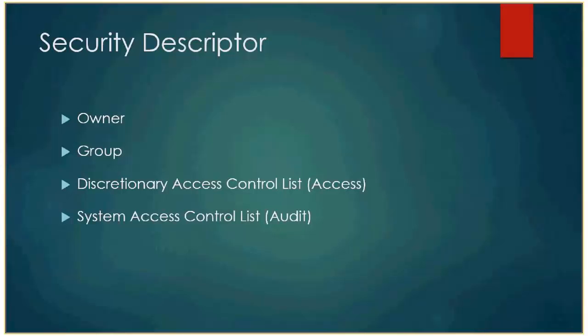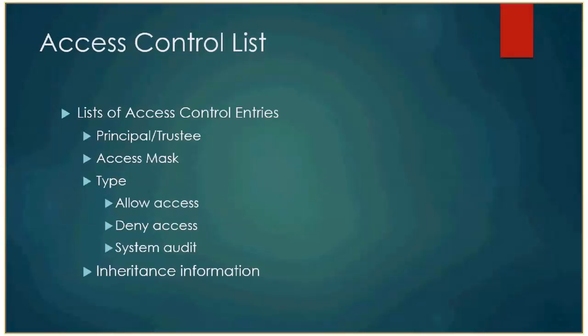And the two big things: the discretionary access control list, which controls who is allowed to touch whatever object the security descriptor belongs to, and the system access control list, which controls the auditing and what types of access generate the auditing events. The discretionary access control list, you'll hear me call the DACL, and the system access control list I will call the SACL.